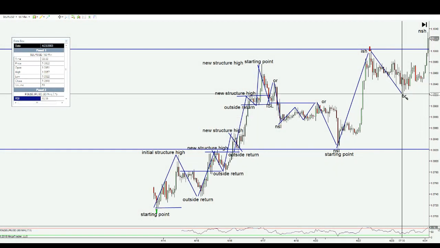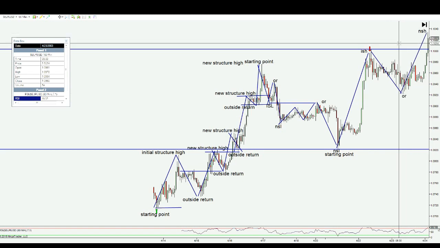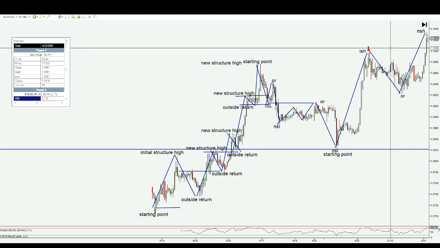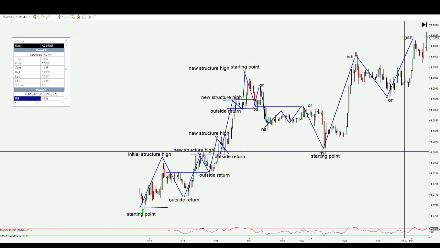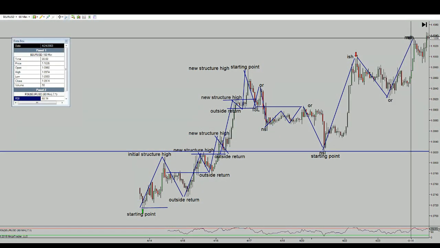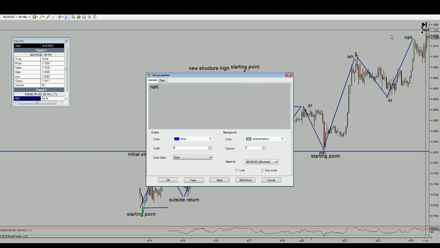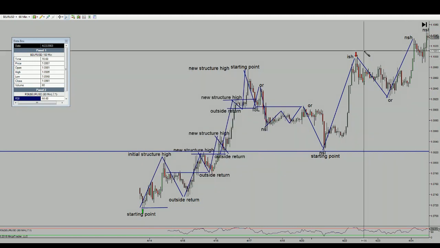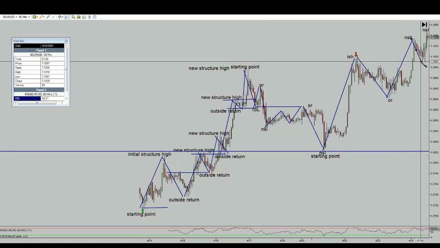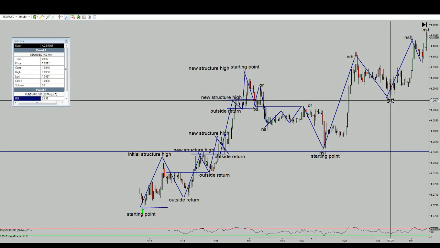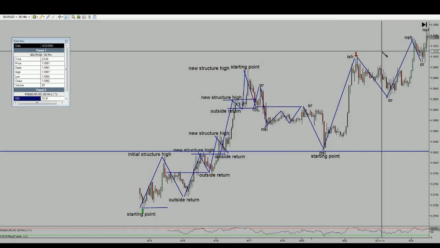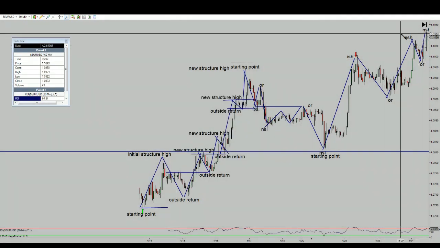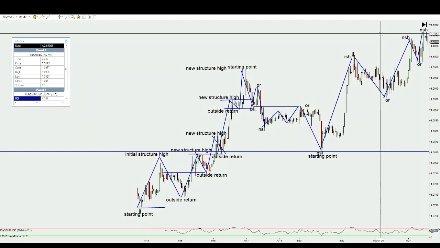And we can draw this level up here. Okay. And let's follow the trend, or follow the price action anyways. Okay, so now we've got another new structure high up there. So we can copy and paste that, move that. Then we'll get an outside return back in here. Let's move that up. Let's draw our line with price. And we continue to go forward.